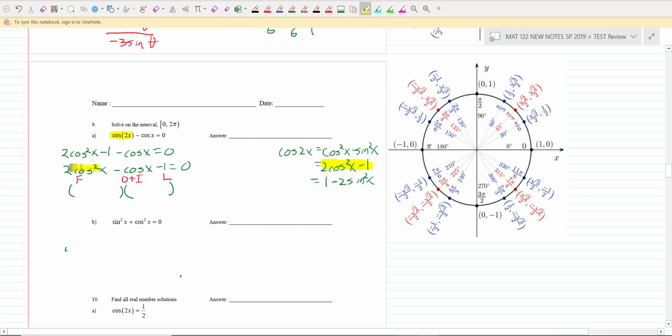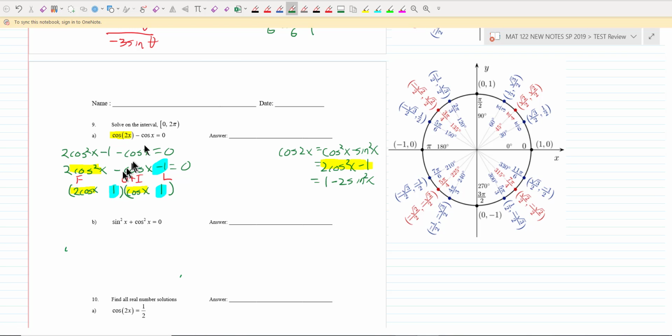The first term is 2 cosine squared x. So there's only one way to do that. You would have 2 cosine x times cosine x, and that's it. The last term is -1, so the only way to do that really is to go 1 times 1 to get 1. So I'm going to throw in here a 1 and 1.